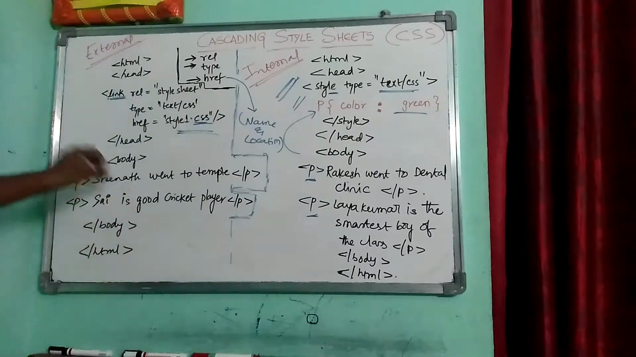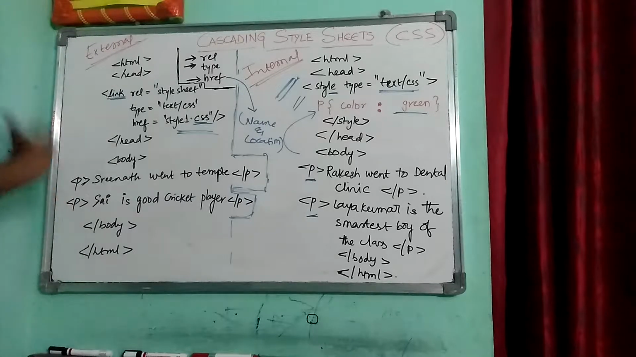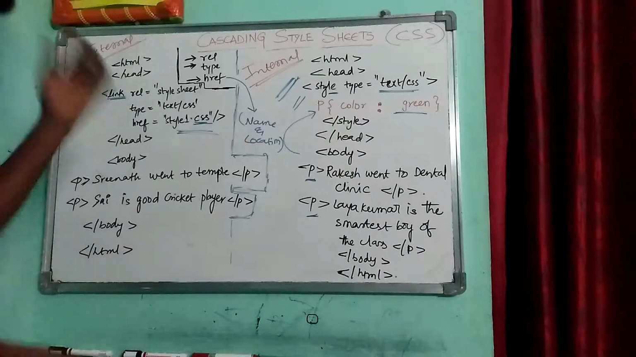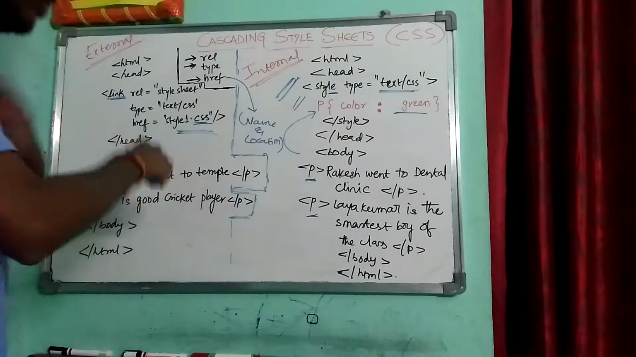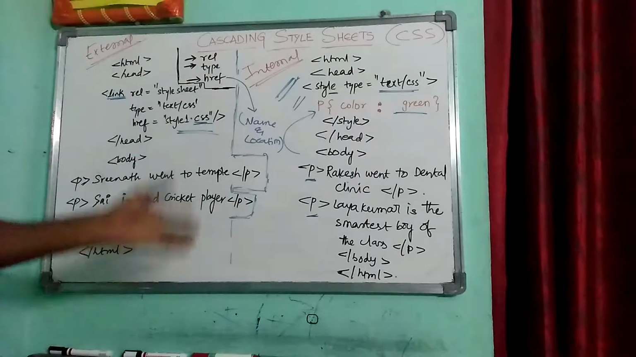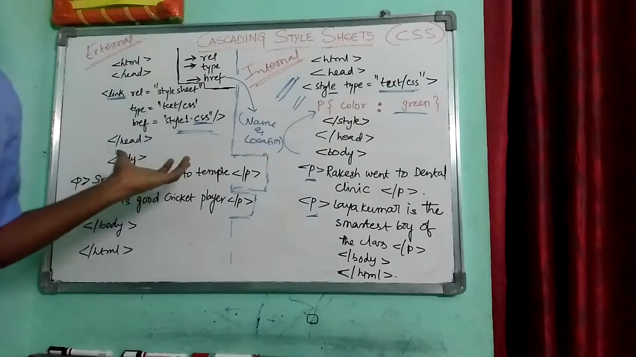Now I came to head, and I've created a body at the same time, and I ended the body with HTML. Now what happens is this is styling and also that is styling. Two things are styling at the same time. So this is the external style sheet.